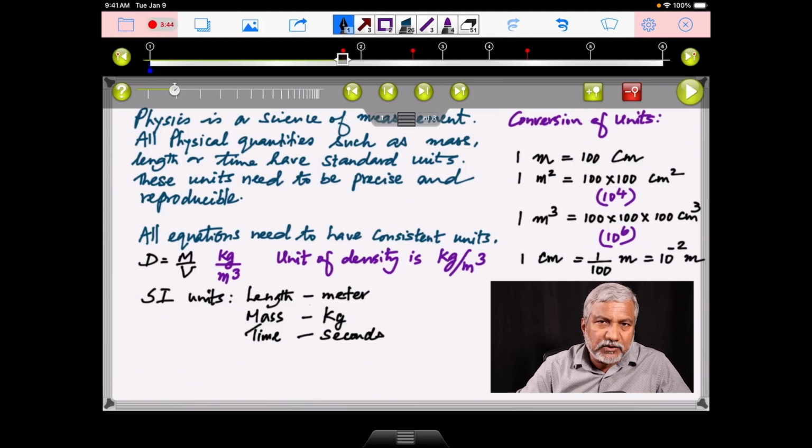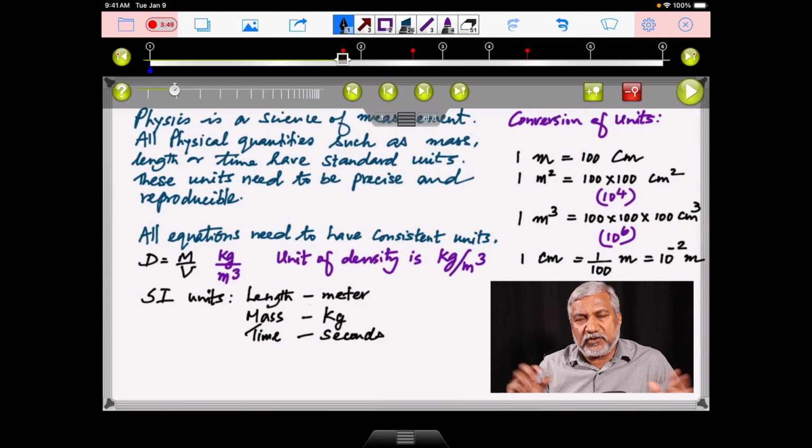So you must get used to writing quantities in scientific notation. Instead of putting all those zeros and decimal places, you should be able to represent them as 10 to the power of either a positive or a negative quantity. So that's one part of the homework.